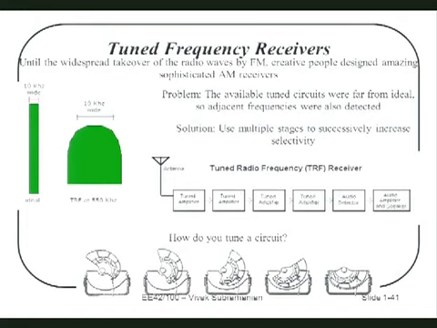Not in new radios. New radios, it's all digital. But in old radios, the capacitor was essentially this. It was a plate and a rotating plate, and the overlap of the rotating plate and the fixed plate set the capacitance, and that set the tuned frequency, and that set whether you were listening to 740 AM or 860 AM, for example.